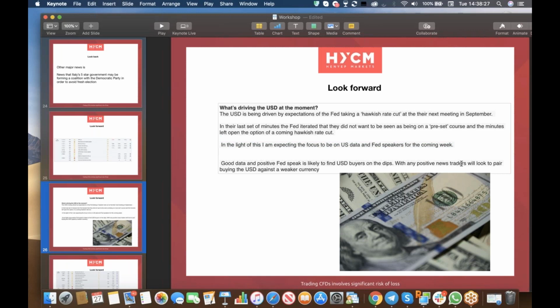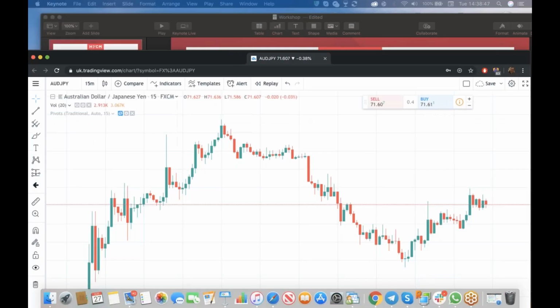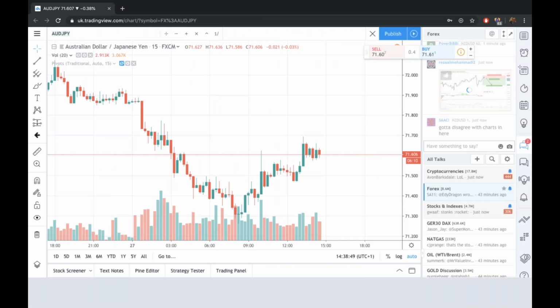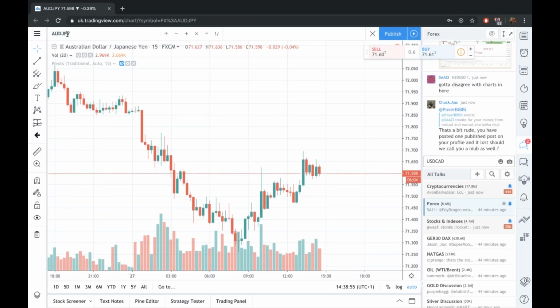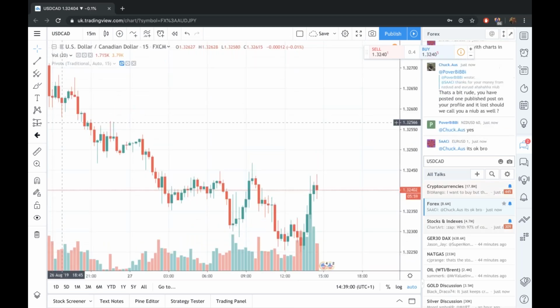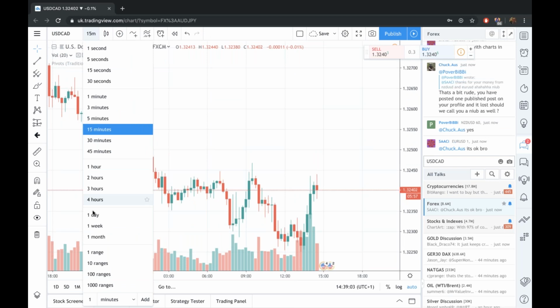With any positive news, traders will look to pair buying the US dollar against a weaker currency. So for example, one pair that is interesting at the moment is the US dollar Canadian dollar pair. Let's just pull that up. I'll just pull that across. So let's look at this pair.